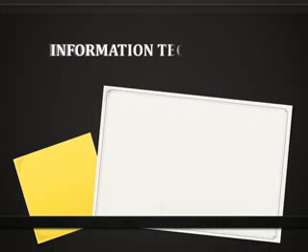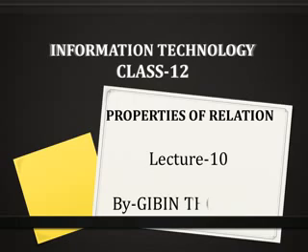Hello students, in the last class we started with relational database management system. We studied some of the technical terms used in RDBMS. The main term used in RDBMS was relation. Relation, that is table. Now in this lecture, lecture number 10, we will be seeing what the basic properties of a relation, that is properties of a table, are.